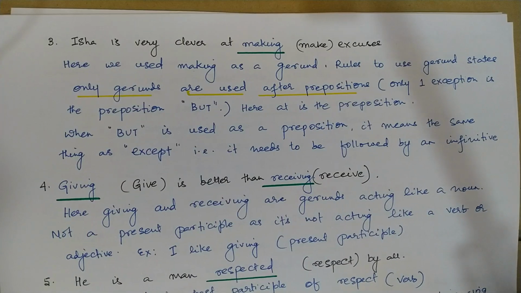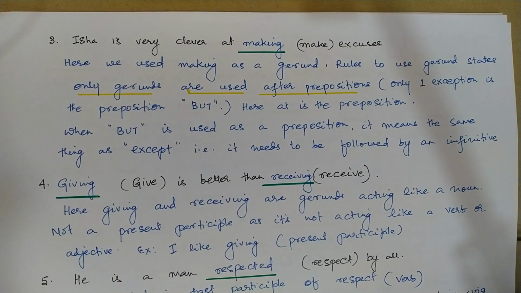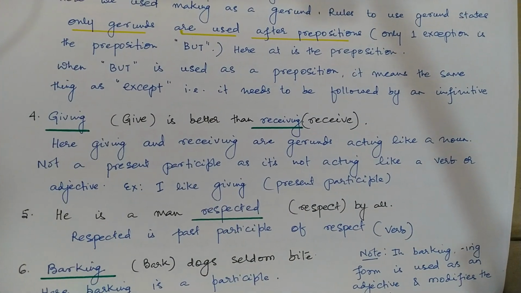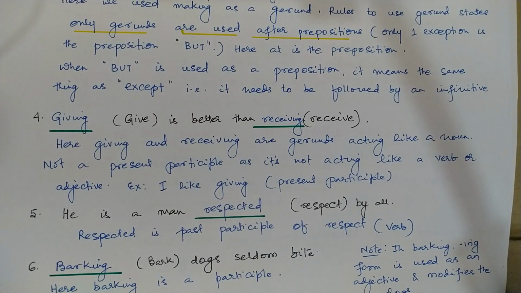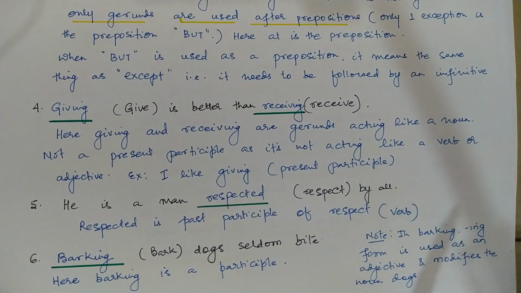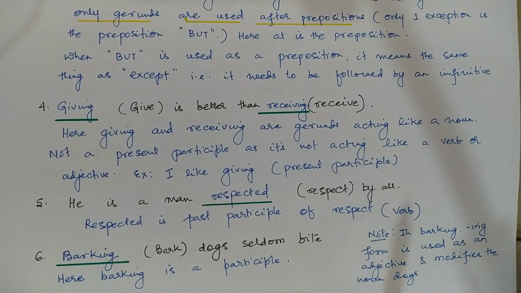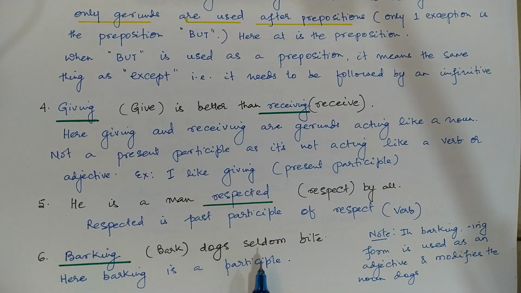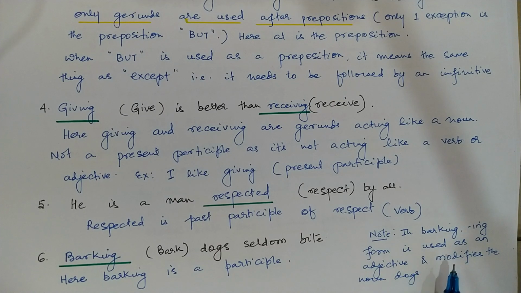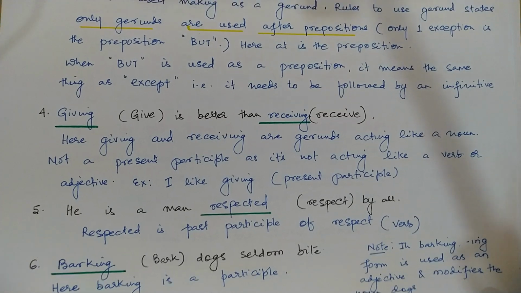Number 5. He is a man dash respect by all. He is a man respected by all. Respected is past participle of respect verb. Next, number 6. Dash bark dogs seldom bite. Barking dogs seldom bite. Here barking is a participle. Why? Because note, in barking ing form is used as an adjective and modifies the noun dogs.